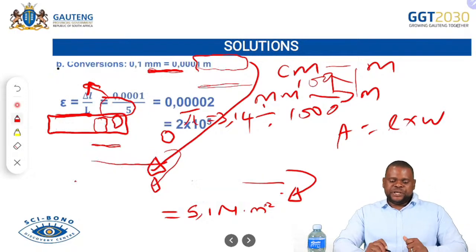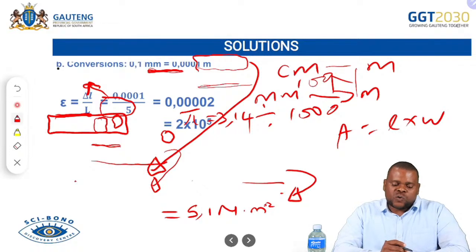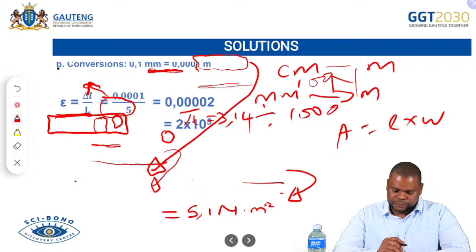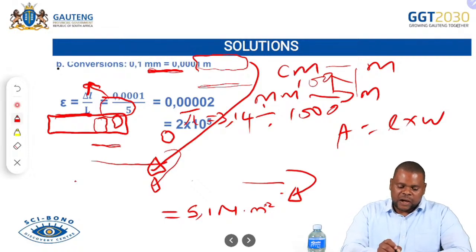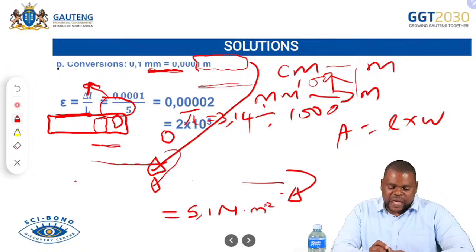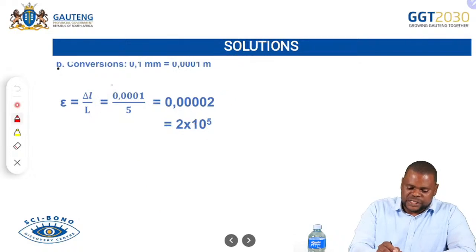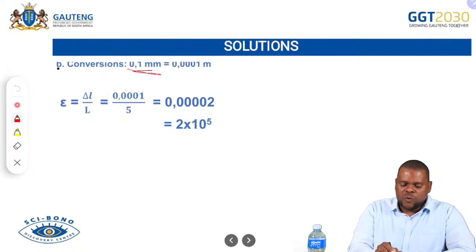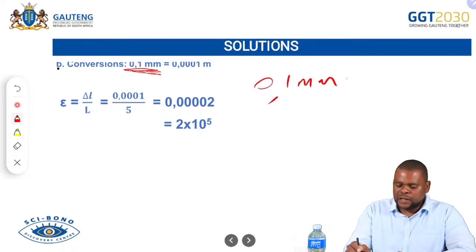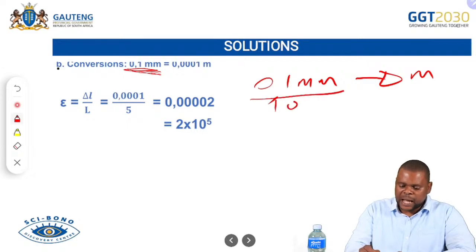Then B, they say calculate the strain. Then the strain, we said, can you see here? We were given 0.1 millimeter. In order to change it into meters, we divide it by 1,000. Then we get 0.0001.